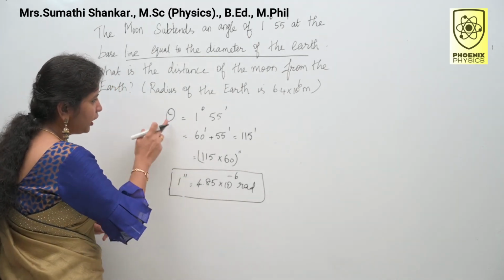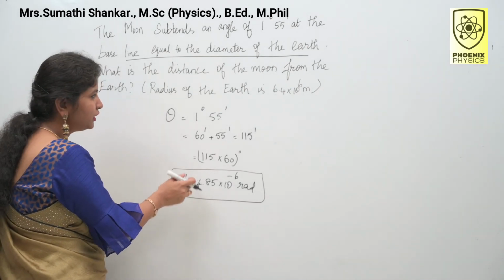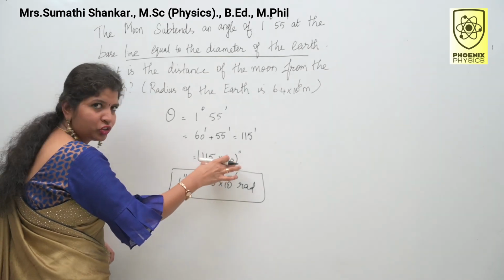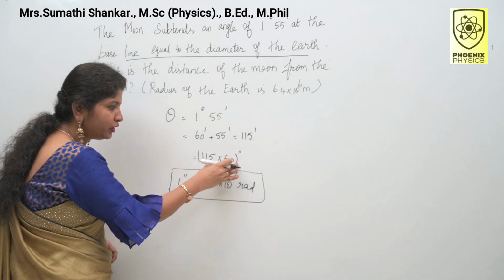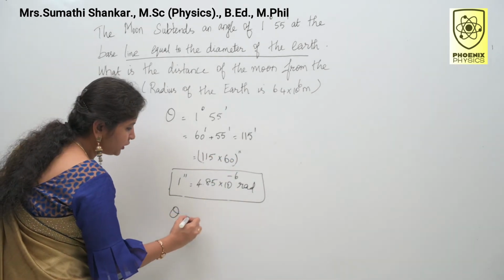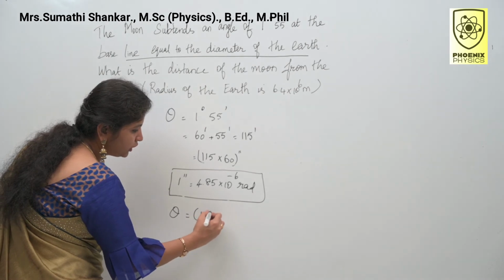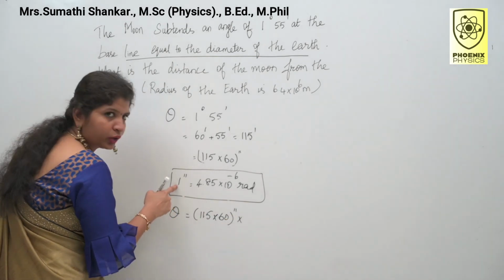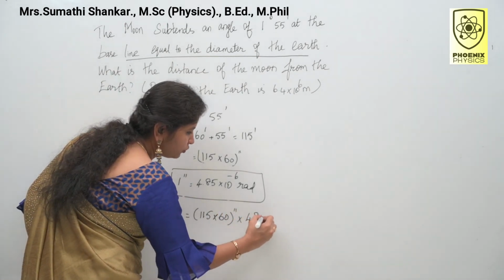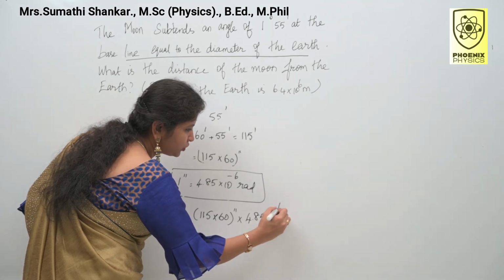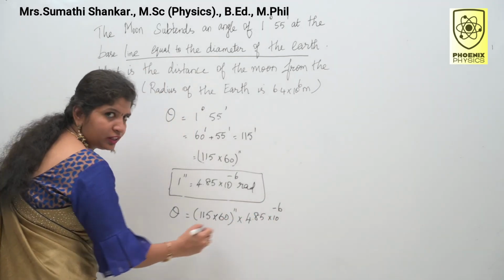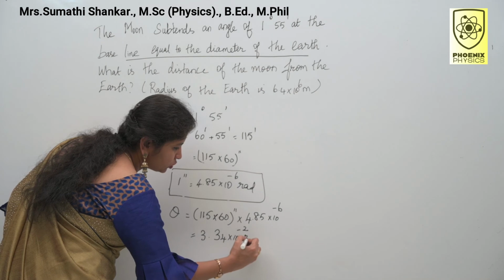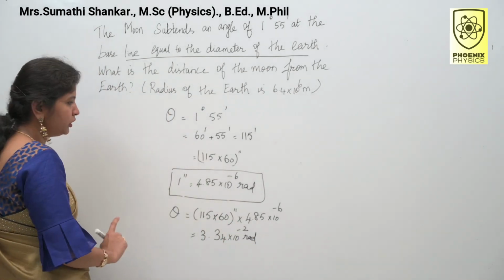Okay, so I am going to convert this theta value in terms of radian. Here I have this much second. I am going to convert this second into radian. So how do you write theta? Theta is equal to 115 into 60 seconds. And 1 second is equal to 4.85 into 10 to the power of minus 6 radian. So multiply these, 3.34 into 10 to the power of minus 2 radian. Okay, up to this clear?